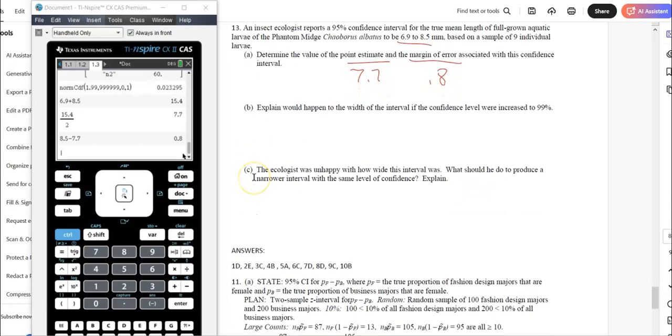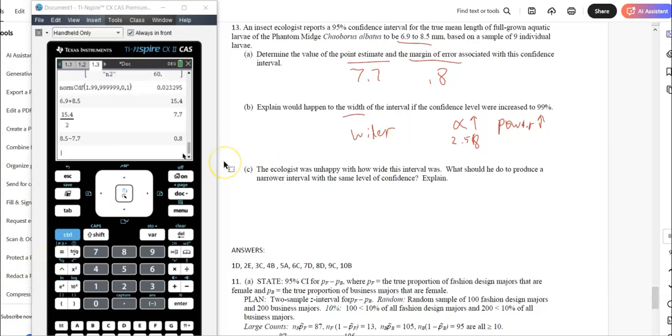Explain what would happen to the width if the confidence level were increased. So if alpha is increased, power goes up. I know they didn't maybe ask about that, but that's true. So what would happen to the width? So if alpha goes up, I know like 99% is 2.58 compared to the 95%. So it's going to make the interval wider. It's going to get wider.